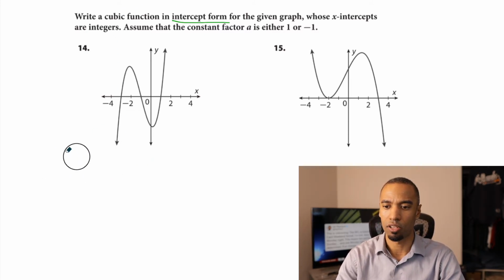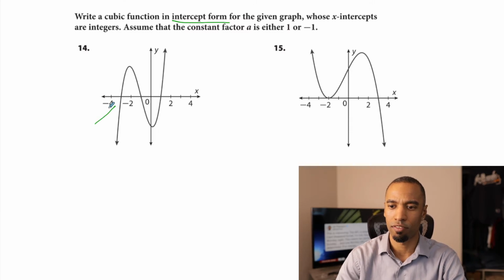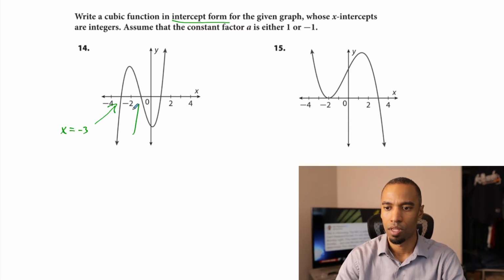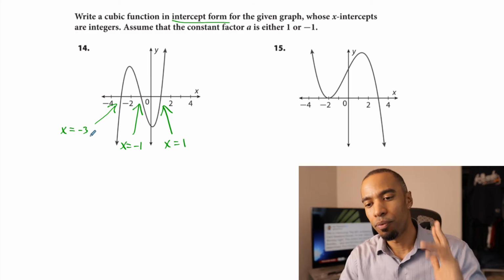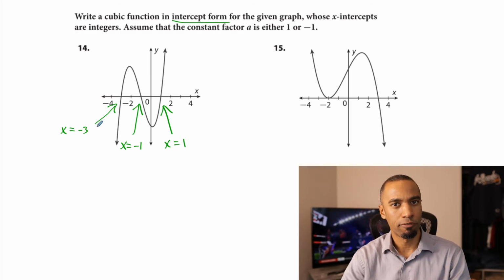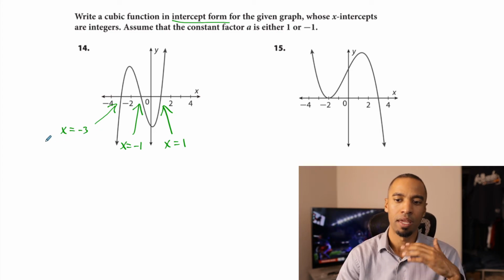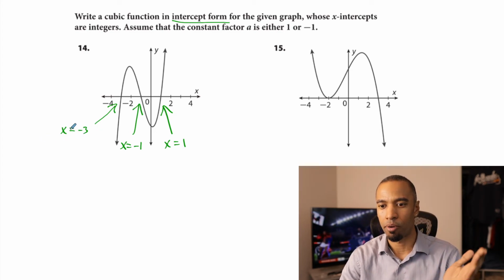So let's investigate a little bit, guys. Based on this graph here, we have the following x-intercepts. We get an x-intercept of negative 3. We have an x-intercept of negative 1. And we have an x-intercept of positive 1. Those are our x-intercepts. Now, if we go backwards from what we saw before, as far as where these come from, the idea of the zero product property.